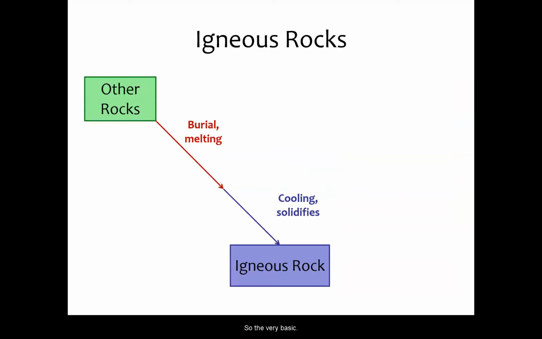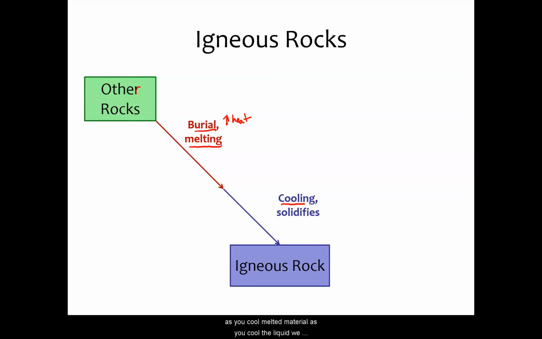So the very basic process for igneous rocks is that you take whatever other rocks you started with, you bury them, probably, because burial increases the amount of heat that they are subjected to. Underground, it gets hotter pretty fast, about 25 degrees every kilometer that you go down. So as you bury these rocks deeper and deeper, they'll get hotter and hotter until they melt. Or sometimes you can just melt rocks by intruding more magma next to them and sort of baking them that way. At any rate, you take those rocks and you melt them.